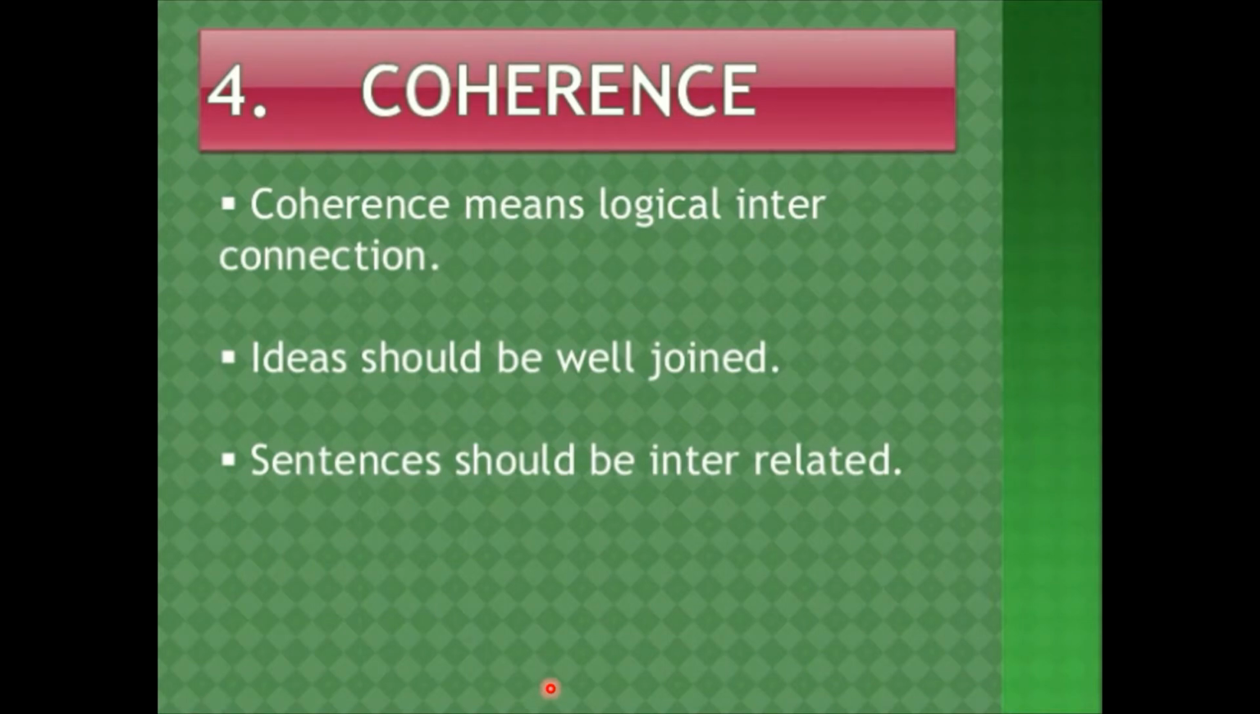Then students, coherence is a very important quality of a good summary. Coherence means a logical interconnection and a logical relationship between all the sentences, that the ideas should be well joined and all the sentences should be interrelated, so that it doesn't look like just a random piece of information. It should look like a short and compact, well thought out paragraph. So for this, coherence is a great requirement of the summary.